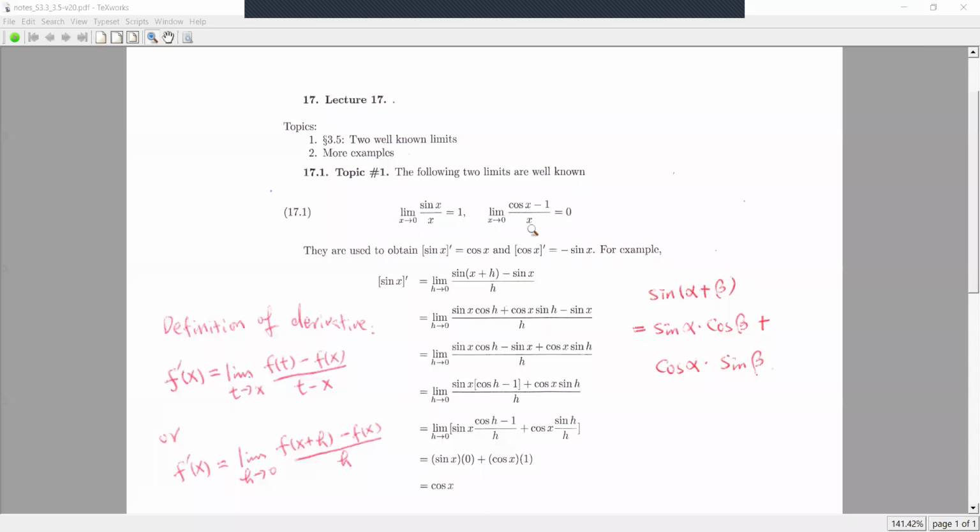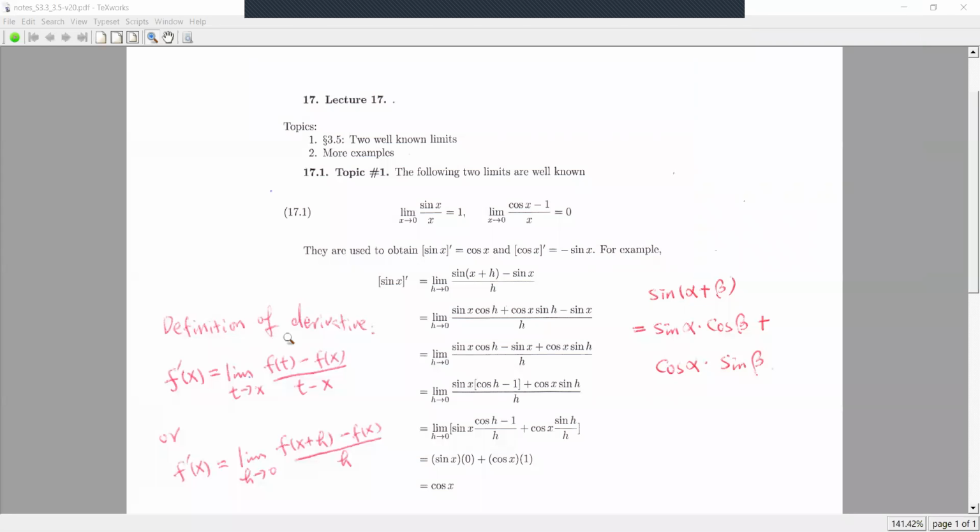These two limits have been used to obtain these two formulas. Derivative of sine is cosine. Derivative of cosine is negative sine. Let me show you how to get this formula from these two limits.